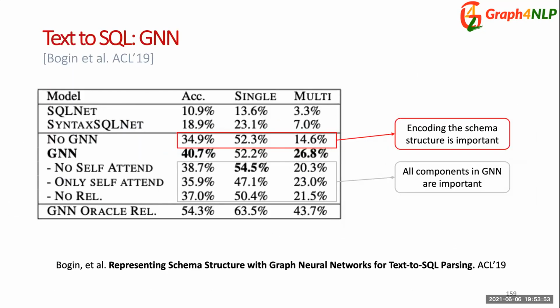If we look at the actual results, obviously, without the graph neural network, it's really not performing well, which means that encoding the schema structure is really important. In addition, you can see if we remove any component of the graph neural network, we see a significant drop in accuracy. This also means that all components in the graph neural network are important.